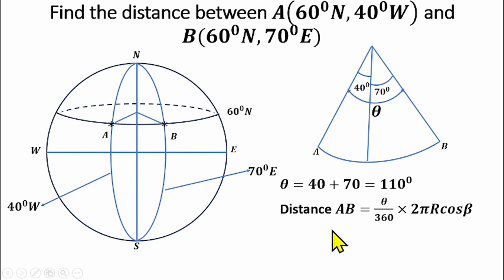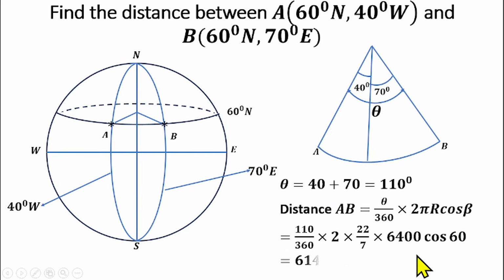Our theta is 110. If you substitute that, we have 110 over 360 times 2 times 22 over 7 times 6400 cos beta, where beta is the parallel of latitude that they are on, which is 60 degrees. Then if you press your calculator, it will give you the answer to be 6146.03 kilometers to 2 decimal places. So this will be the distance between point A and point B along that parallel of latitude, which is a small circle.